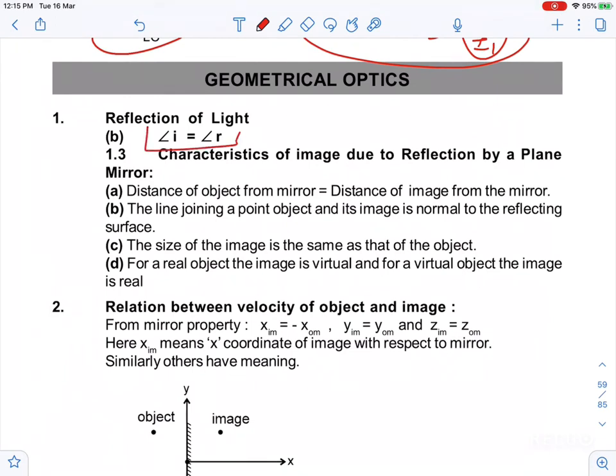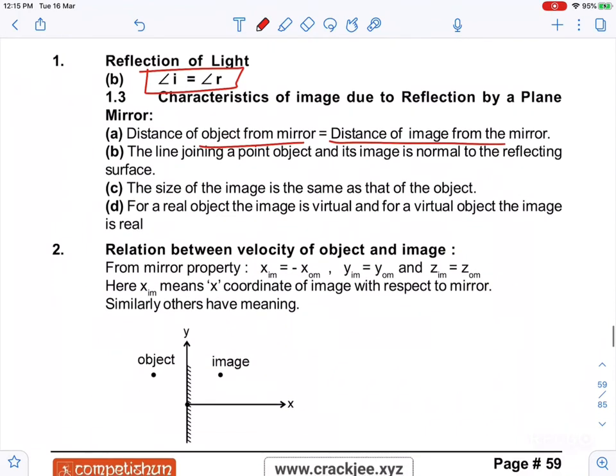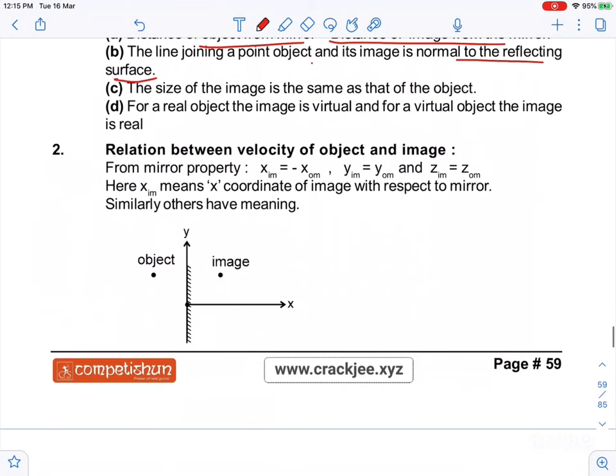This I have written in LC oscillation: omega square is equal to 1 by LC. Now in case of geometrical optics, i must be equal to r, meaning the angle of incidence must be equal to the angle of reflection. The distance of the object from the mirror is the distance of the image from the mirror. And the line joining the point object and image is normal to the reflecting surface. These are the properties. In a plane mirror where the object is kept at 5 meter, the image will also be formed at 5 meter.